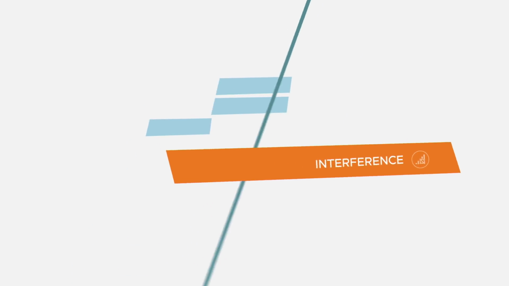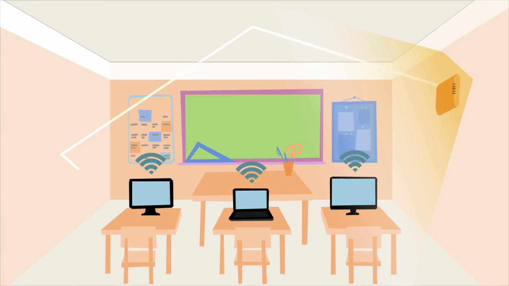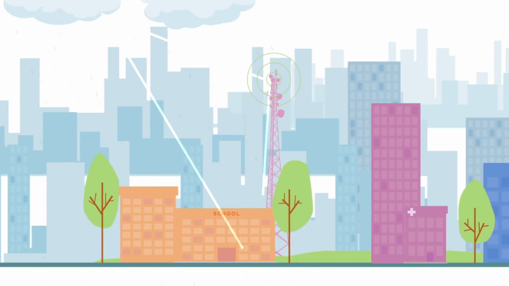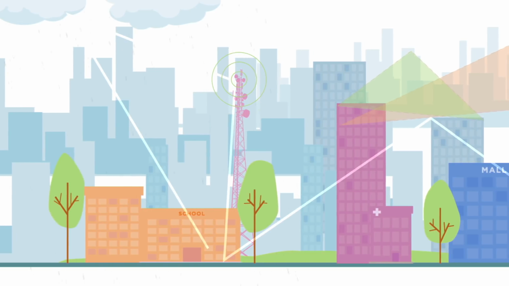And there's always the issue of interference. The Wi-Fi signal out from an AP is continuously fighting with walls and floors, weather conditions, devices emitting radio frequency, and even other Wi-Fi networks.